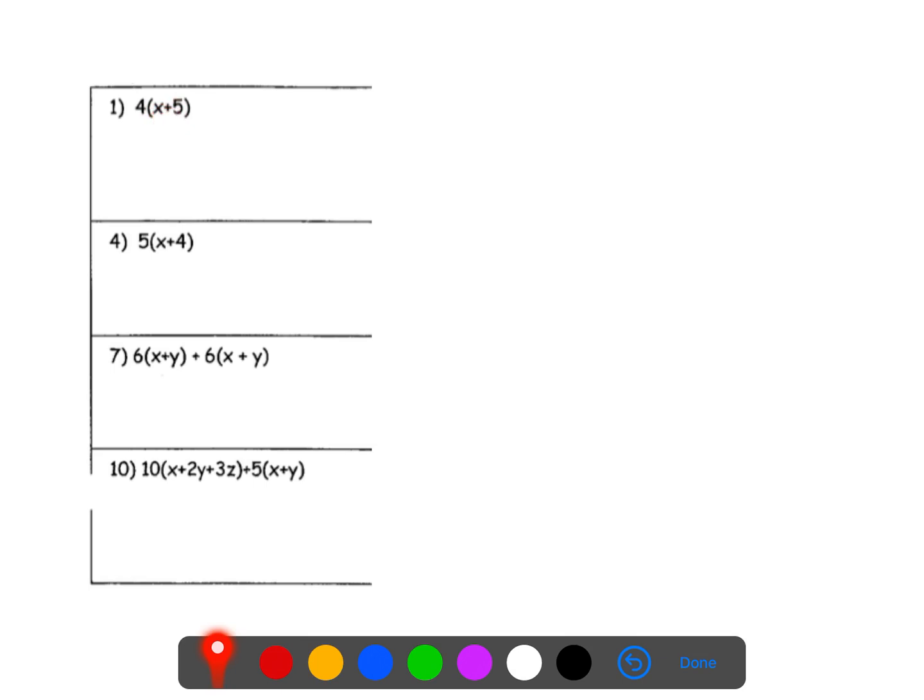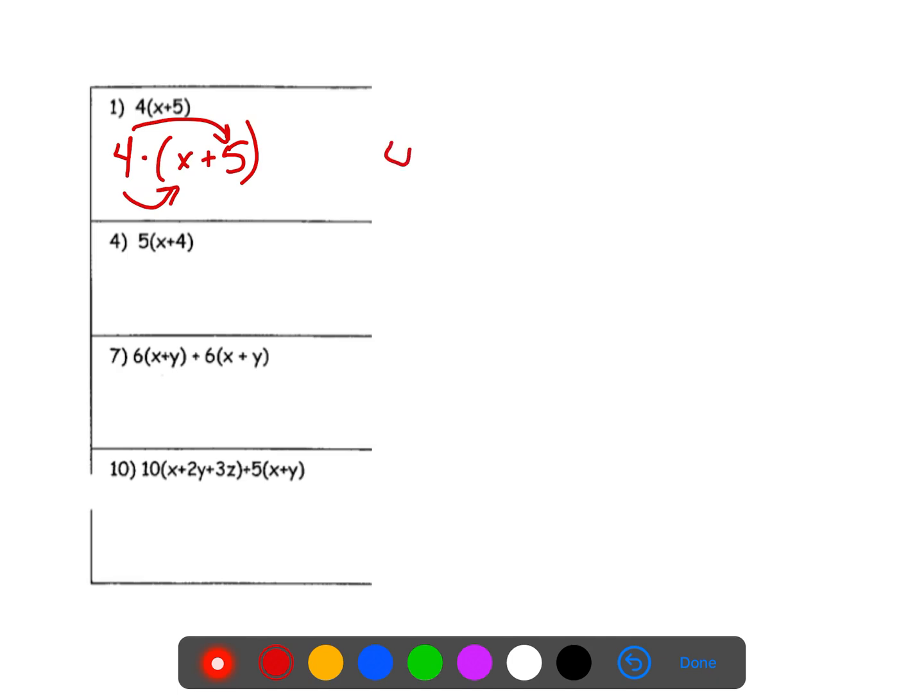So what we're doing is we're going to take 4 of these items here in parentheses. There's 4 x's and there's 4 5's because we're taking 4 times all of this. So if I rewrote this, remember when we put things side by side, it always means multiplication, but we're taking 4 times x plus 5 here. Again, that means that we have 4 x's and we have 4 5's. So when we distribute, what we do is we write that out.